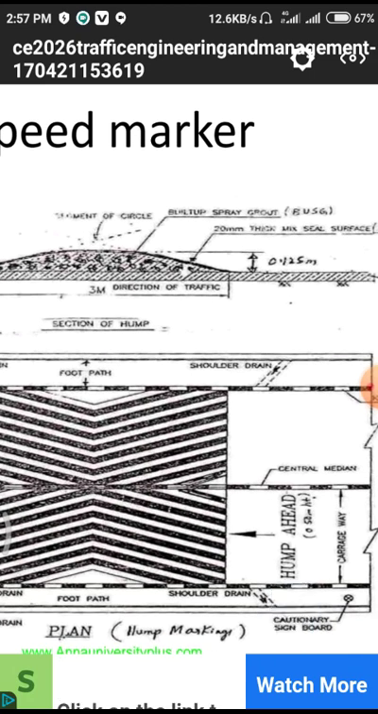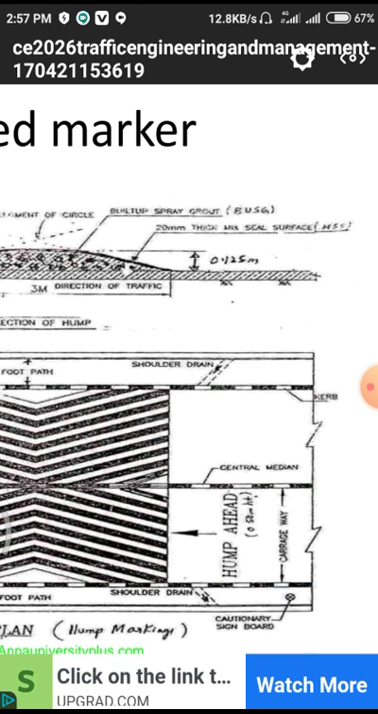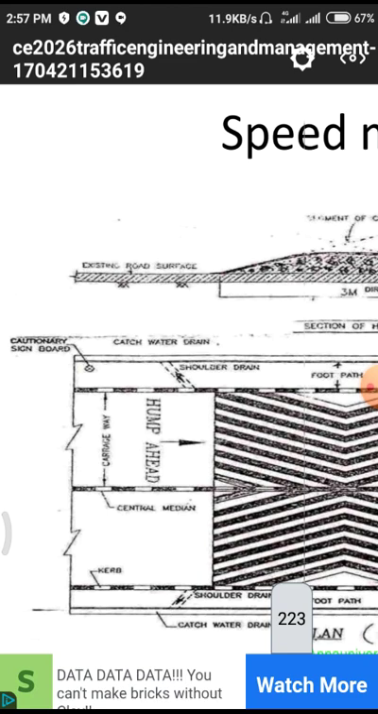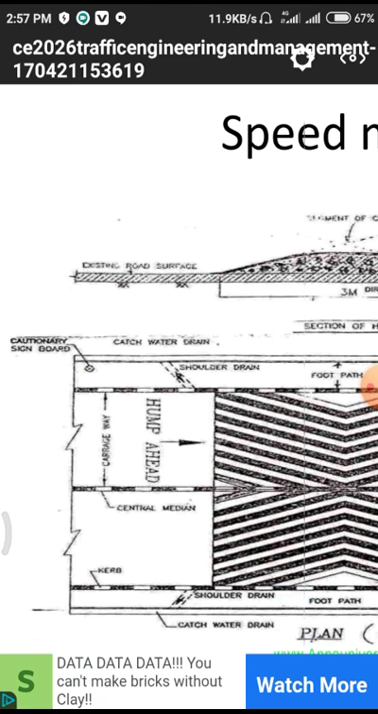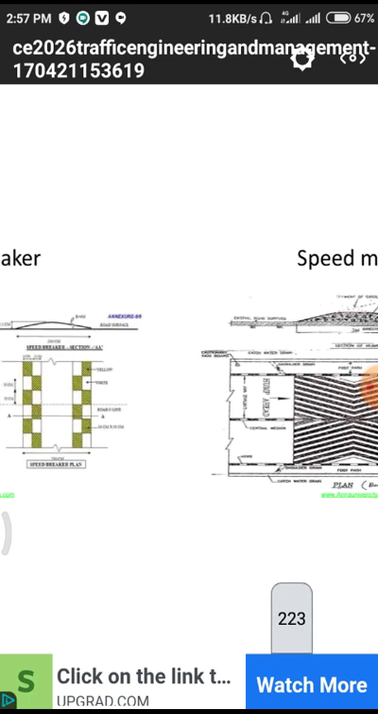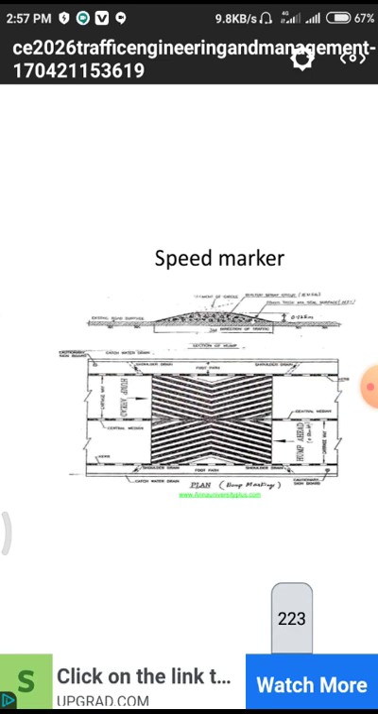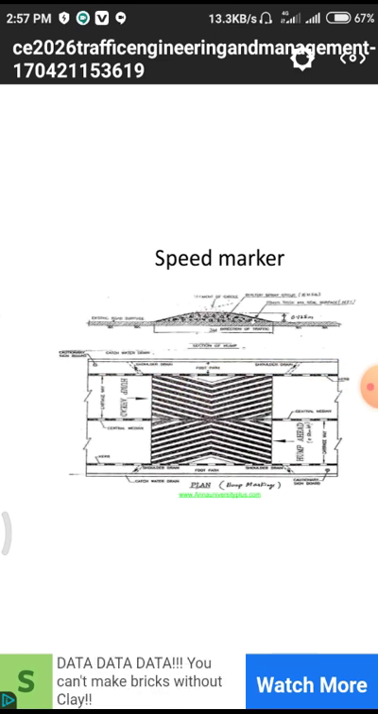Height of the circle, a built-up spray grout of 20 centimeters thickness of the seal surface, and a D equal to 1 by 25 meters distance of the normal surface of the road. All those are the representing factors for particular speed breakers. Here we are having the speed breaker. In front and back we are having some symbols. But in case of the speed breaker we are having symbols on the surface of the speed breaker, so it is called a speed marker.